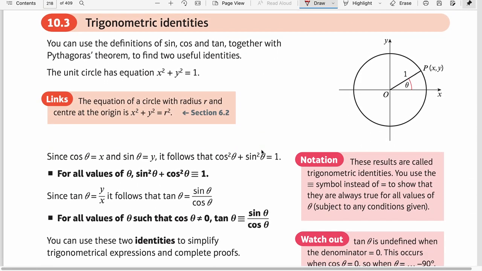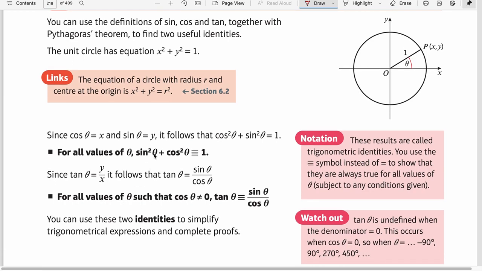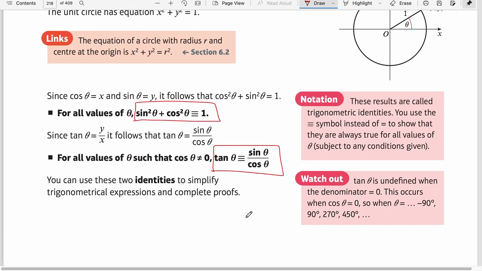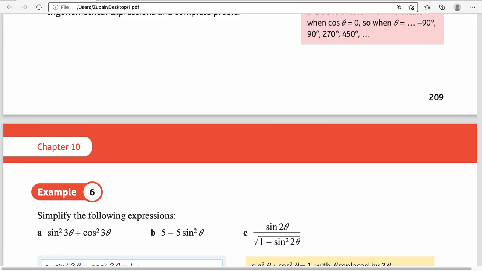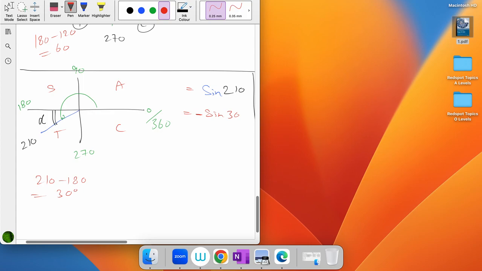Trigonometric identities. There are a few you have to memorize. For instance, first, sine square theta plus cos square theta is equal to 1. Second is tan theta equals sine theta divided by cos theta. So we can use these identities to prove that, whatever question we have, the left hand side is equal to the right hand side, or some other requirements of the question.